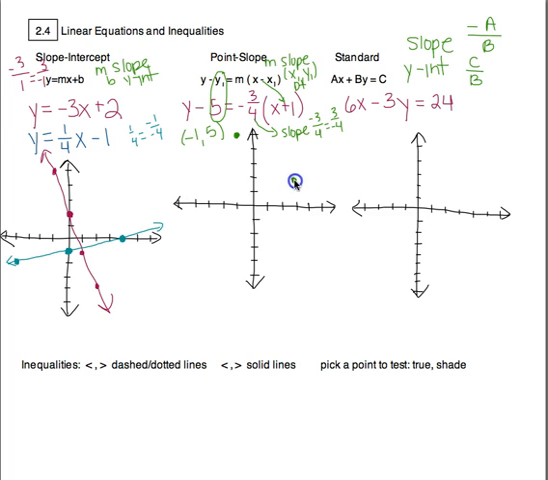And then again, down 3, 1, 2, 3. Right 4, 1, 2, 3. It's a little off the page, but I like to have 3 points if I can, just to make it look a little better. So that's how you can graph from a point slope form.